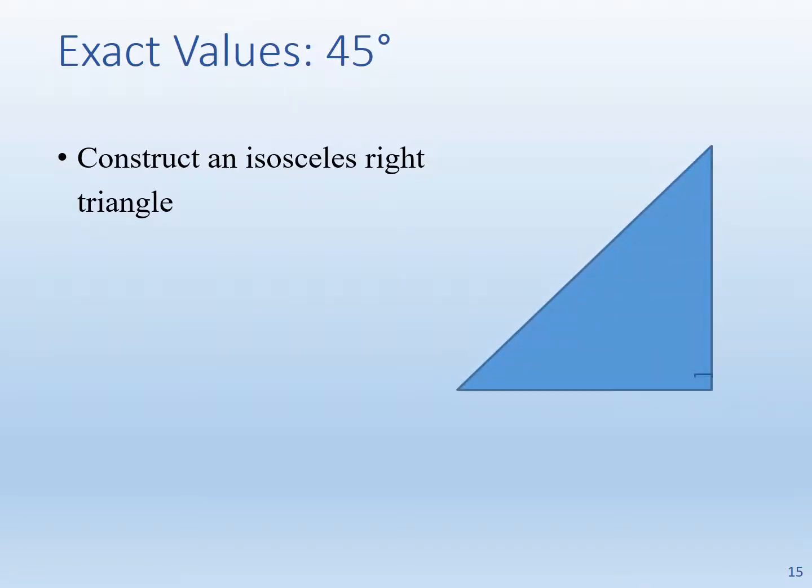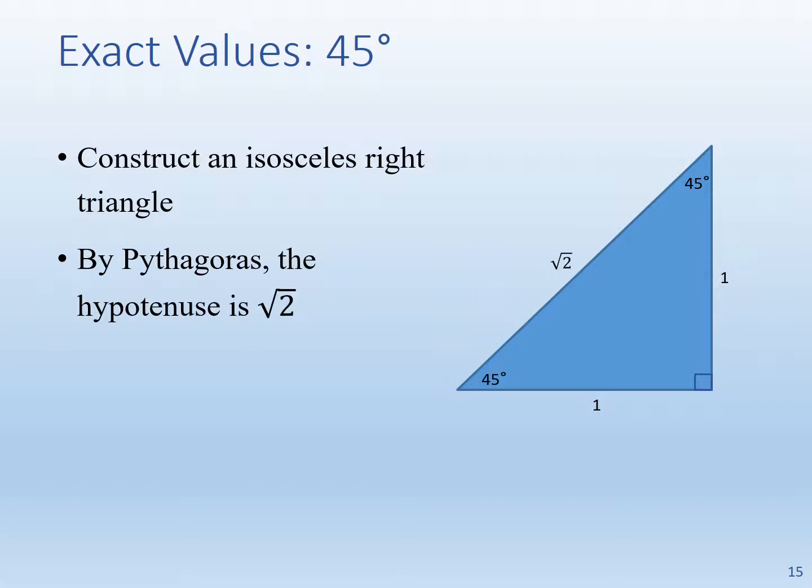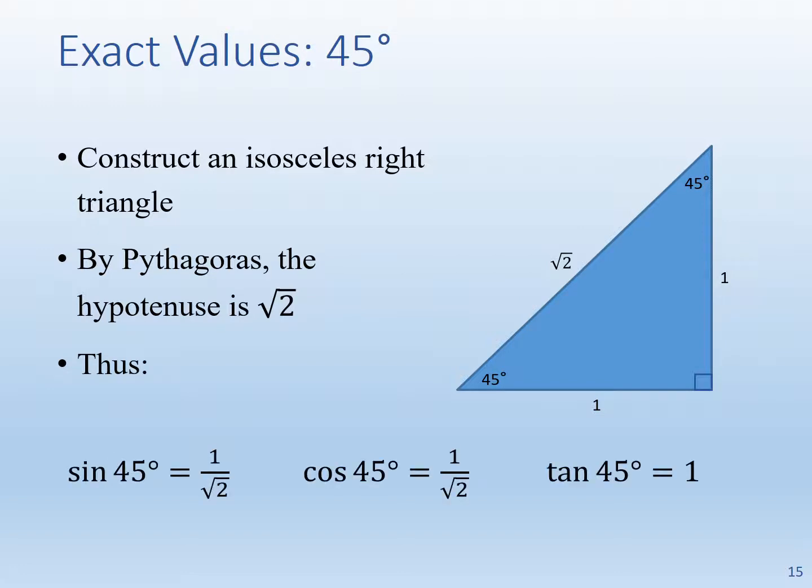We can also work out what sine, cosine and tangent of 45 degrees are exactly. To do this, we'll construct an isosceles triangle, and the side lengths we'll label as 1. Note that there are 2 angles of 45 degrees there as well as the right angle. Now by Pythagoras' theorem we can work out that the hypotenuse is root 2, from which we can say that the sine of 45 degrees, and we can use either of those two 45 degree angles there, is 1 over root 2, the cosine is 1 over root 2, and the tangent is 1 over 1.